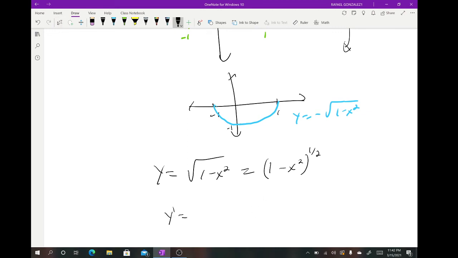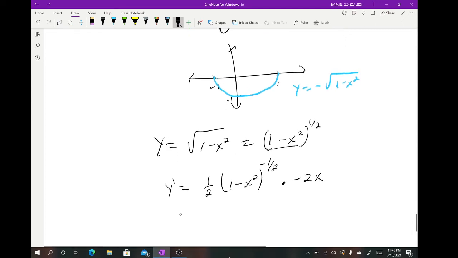So y prime here, you could tell that it's going to be 1 over 2 times 1 minus x squared to the power, remember, you take away 1, so minus 1 half, times, by the chain rule, the derivative of the inside, which is simply minus 2x. The 2's are going to cancel out. So you're left with negative x on the top, and in the bottom, you're left with the square root of 1 minus x squared.